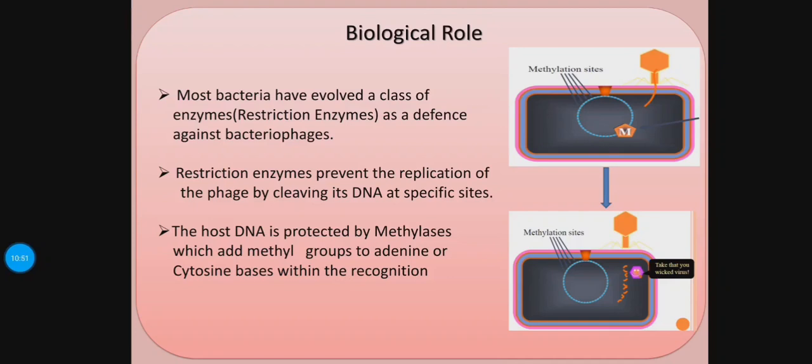So now let's move on to the biological role of restriction enzymes. Naturally, most bacteria have evolved a class of enzyme, the restriction enzyme, as a defense against bacteriophage, because the bacteriophage is a natural bacterial killer and generally feeds on the bacteria, and that's why it's named bacteriophage. So bacteriophage is a natural enemy of bacteria.